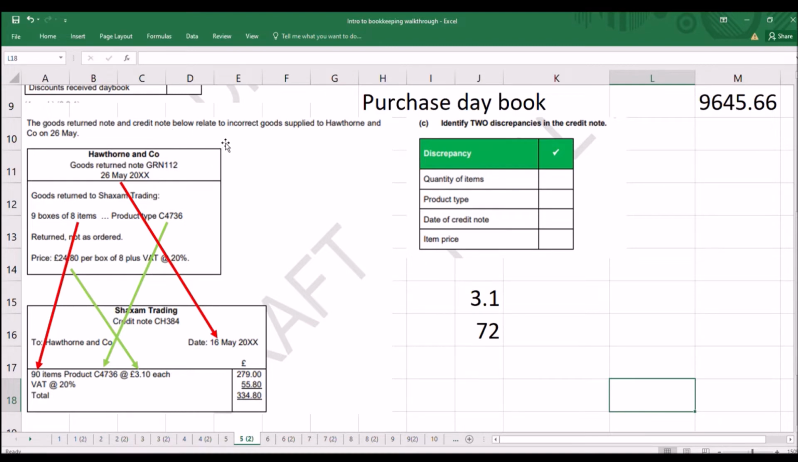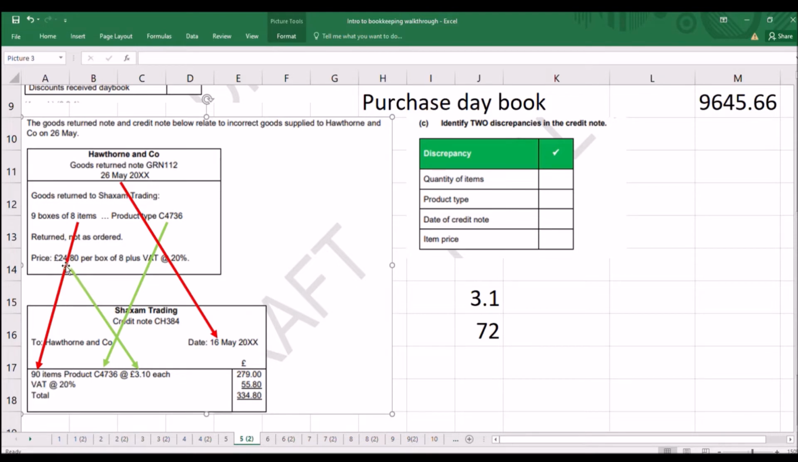We're now going to check that credit note to the goods returned note to make sure that whatever they've credited us is the same as what we've returned. So what we can do here is identify two discrepancies in the credit note. The first one is 9 boxes of 8 items. That's what we sent back. Here we sent back 72 items, and they said that we sent back 90 items.